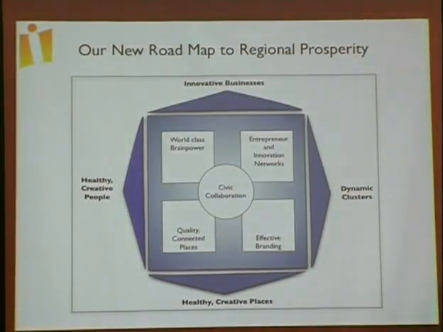This new roadmap looks like this. We're going to have networks, and regions will increasingly have networks in five key areas. The first is in brain power, helping schools develop much more responsive, flexible, adaptive, high-quality education. Number two, we've got to have entrepreneurship and innovation networks that enable people to take their ideas and move them into businesses as quickly as possible.